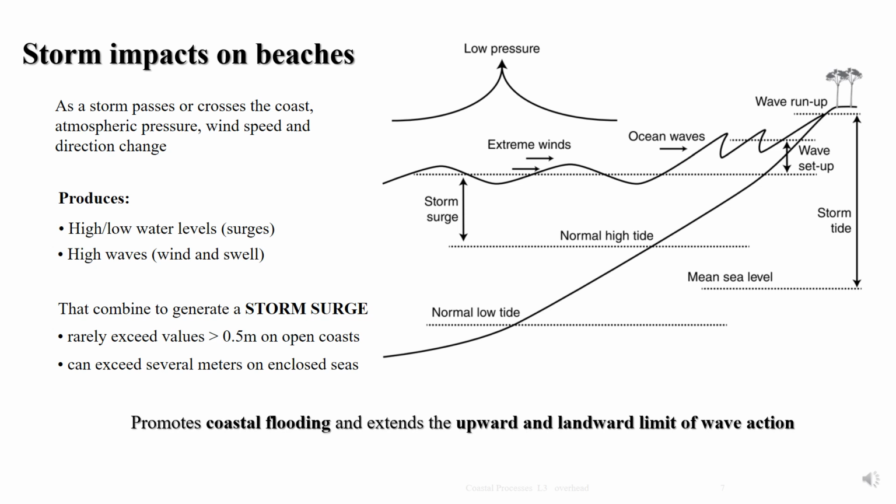Effectively what we get from this is coastal flooding, and that extends the upward and landward limit of the wave action itself. We also get coastal erosion, and this is what most people associate with storms and the coastal response. And so a dynamic coast is something that is clearly visible and reacts to these high energy events.